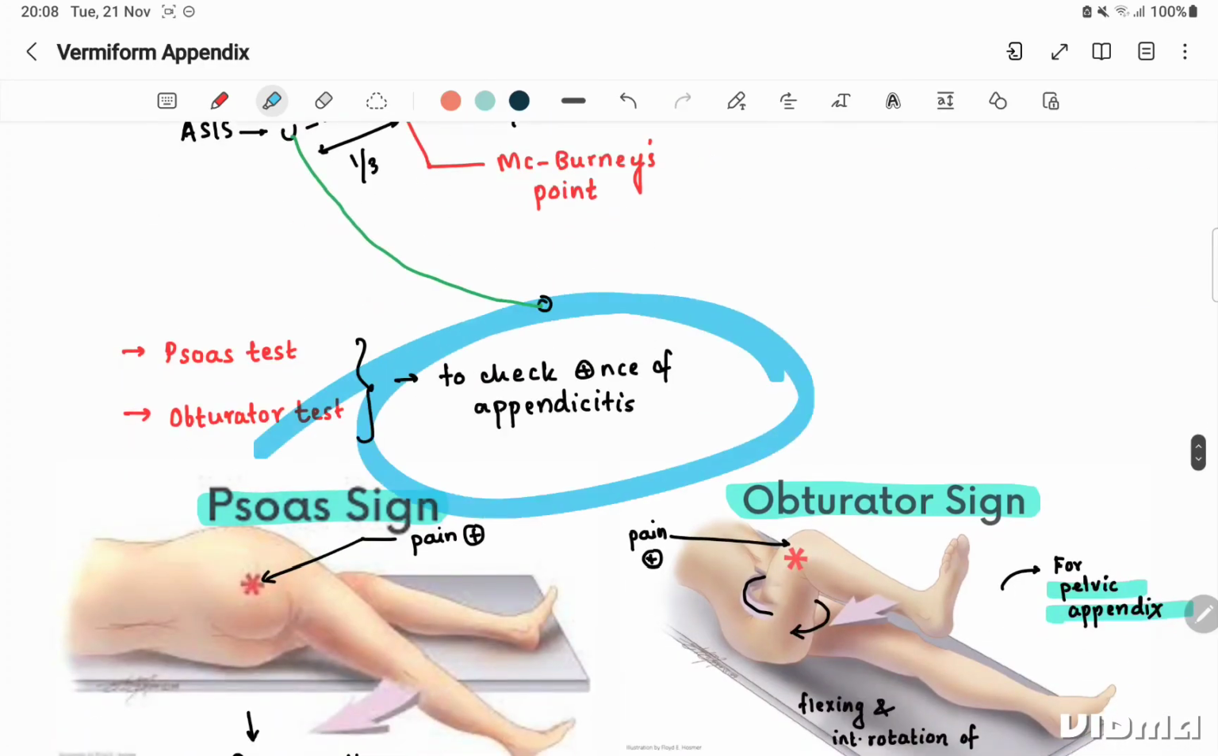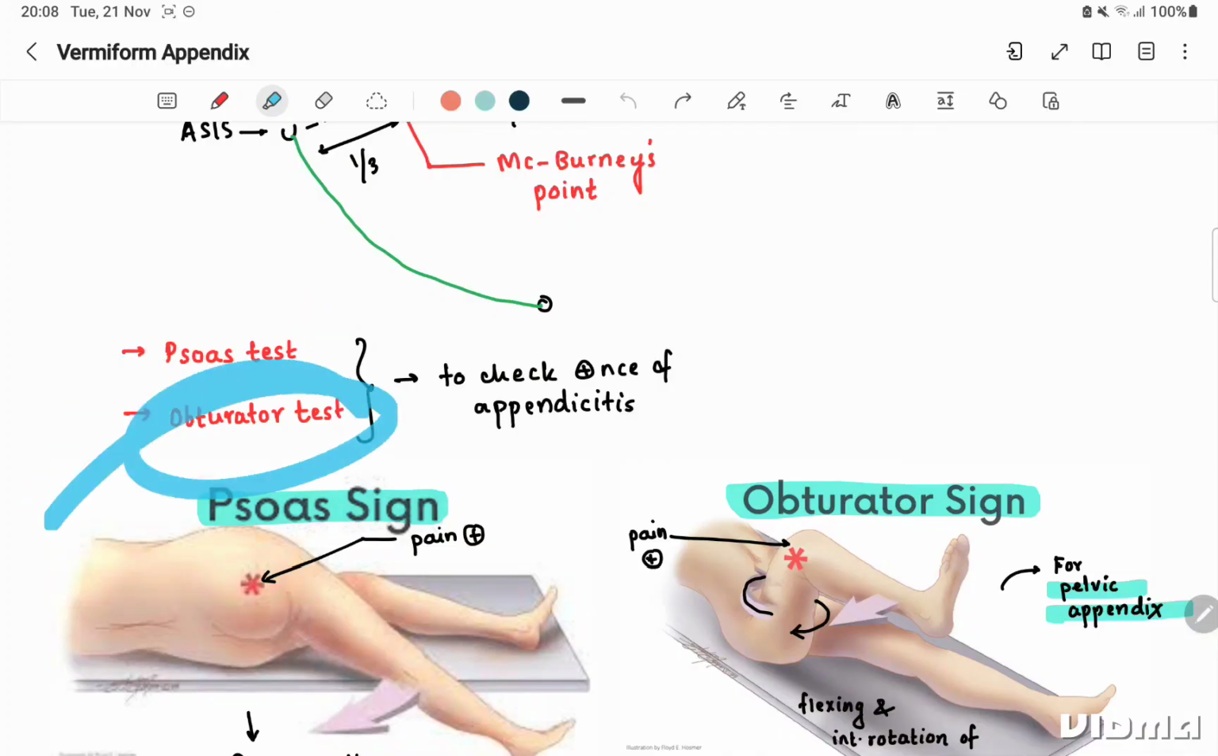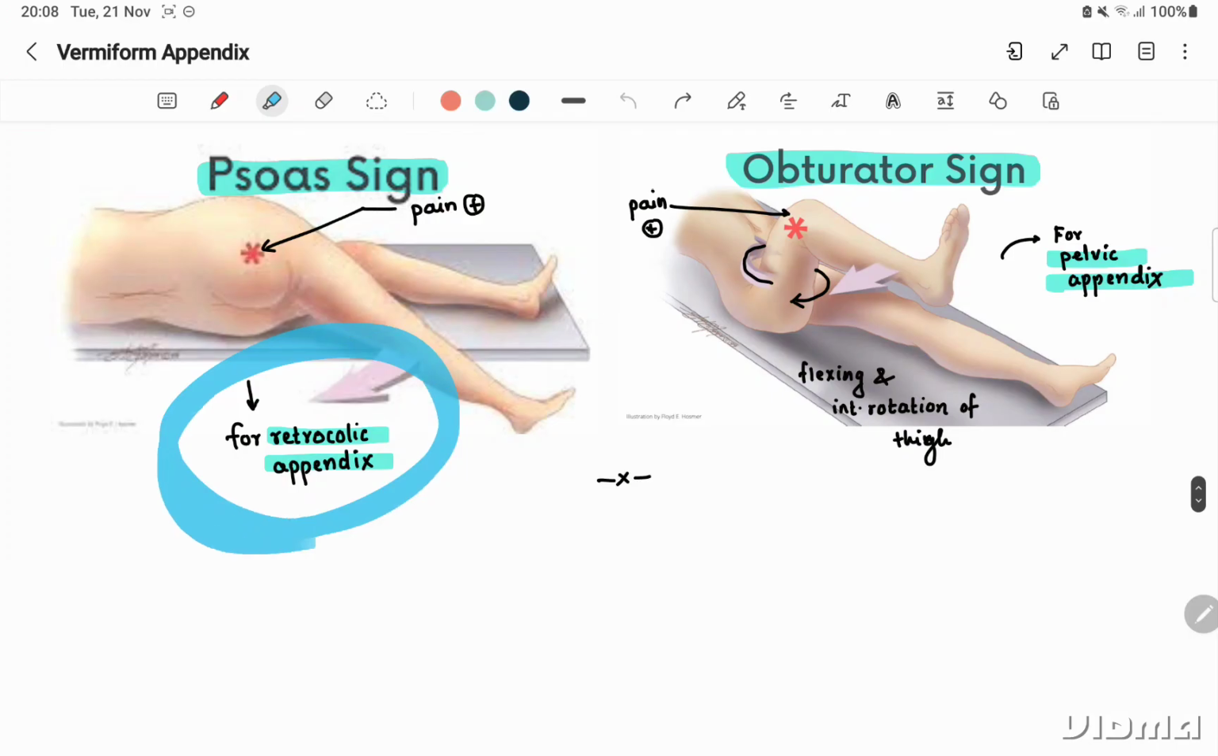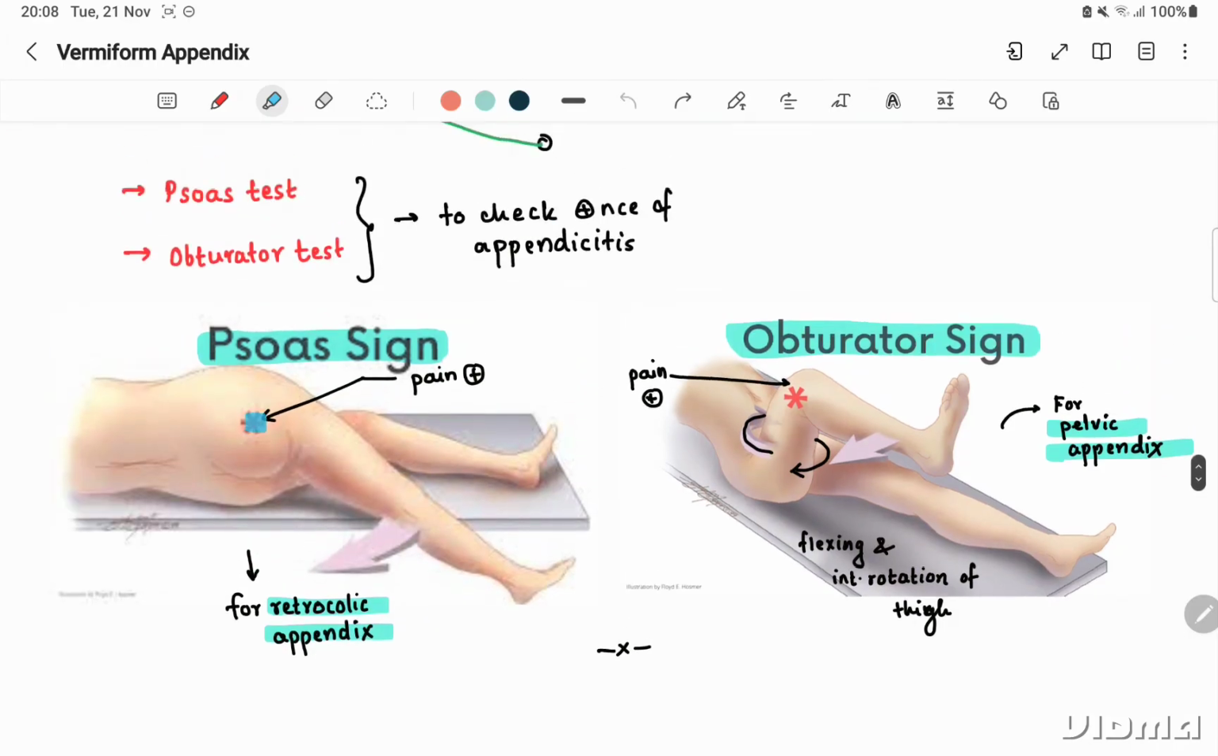To check for the presence of appendicitis, we have two tests, the psoas test and the obturator test. This is a psoas test, which is done for a retrocolic appendix, where pain is felt in this gluteus maximus region. Pain is felt. If the leg is taken in this manner, then pain will occur at this gluteus maximus region. And the psoas sign will confirm the presence of a retrocolic appendix.